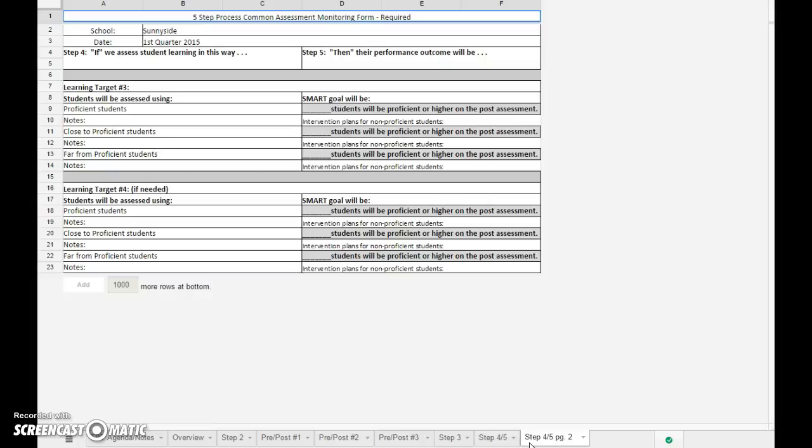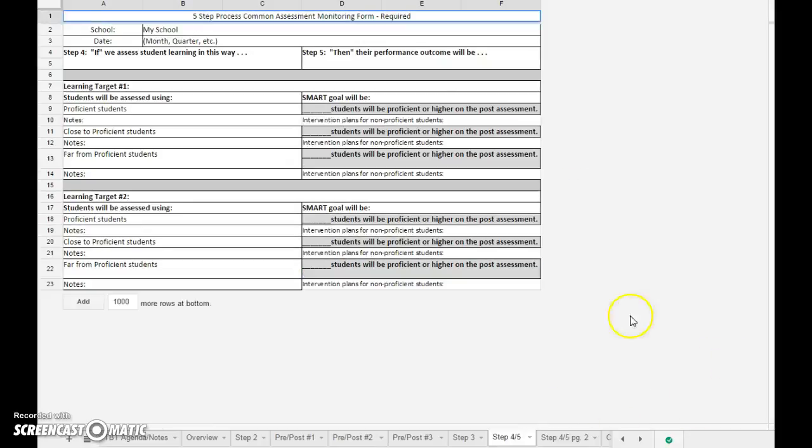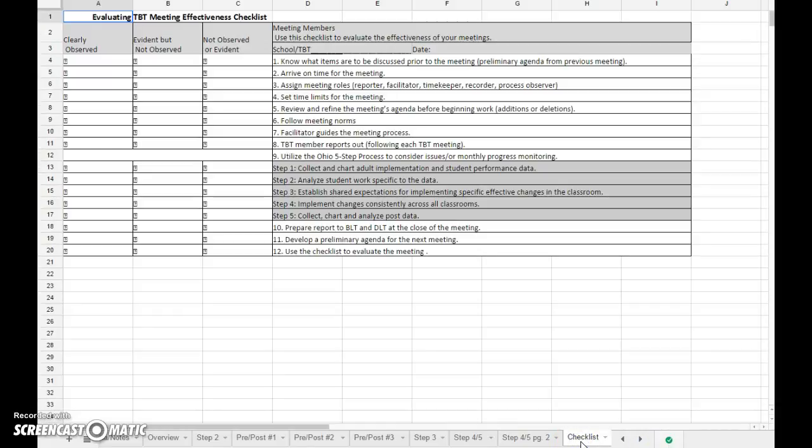Again, the next tab is additional recording space for your learning targets and your SMART goal. And the last tab is the checklist tab. The checklist tab is utilized to evaluate your TBT meetings effectiveness checklist. This is utilized after each TBT meeting.